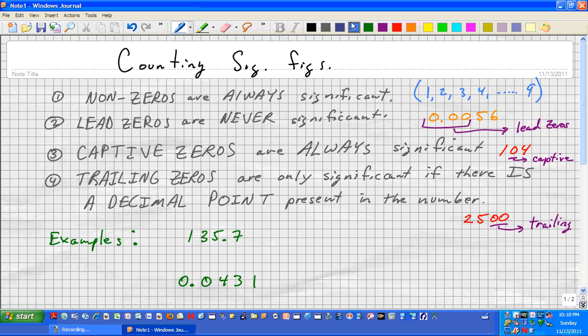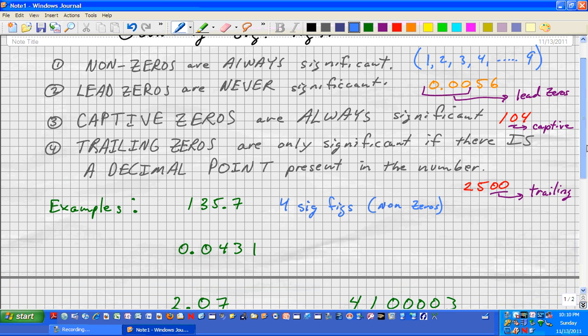Something like 135.7. I've got a non-zero, a non-zero, a non-zero, a non-zero. That would give me 4 sig figs. These guys are all non-zeros. Let's take a look at something like 0.0431. I've got 2 lead zeros here, so these guys are lead zeros, and they are never significant, so I wouldn't count those. And then I've got 3 non-zeros, so I'd have 3 sig figs. Again, just the non-zeros.